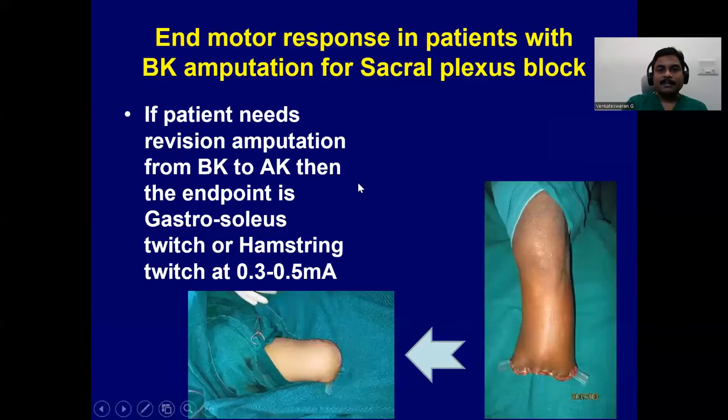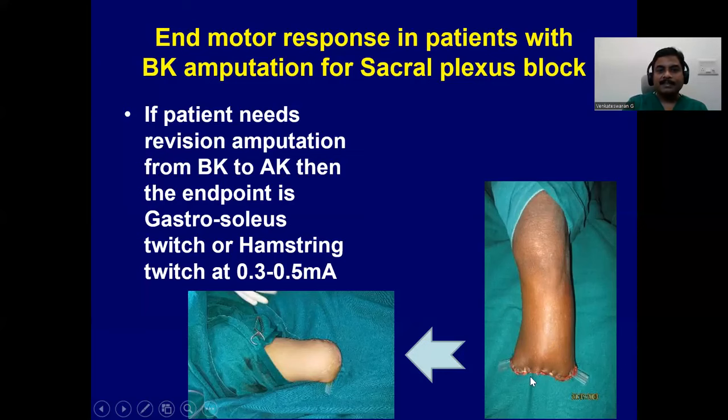Now, suppose there are certain challenges, like this patient who has undergone a below knee amputation and now comes for refashioning of the below knee stump. Because of the comorbid illness, we are planning a lumbar and sacral plexus block. We can give a lumbar plexus block because the knee and the thigh are there. We'll be able to see the quadriceps twitch and give a good PNS-guided lumbar plexus block. But what about the sacral plexus block? Because he doesn't have a foot, how will you look for plantar flexion or dorsiflexion of the foot?